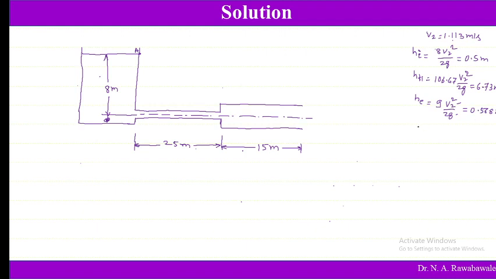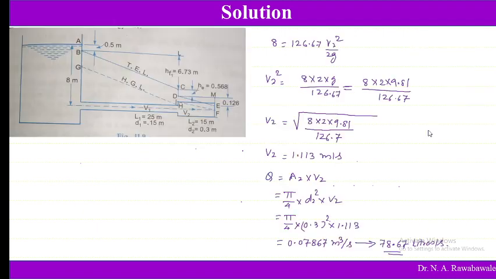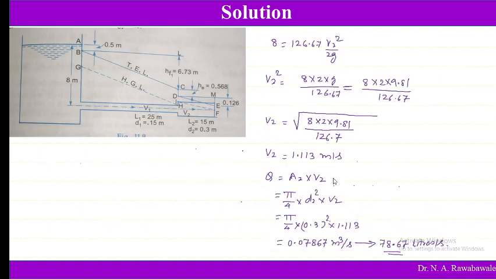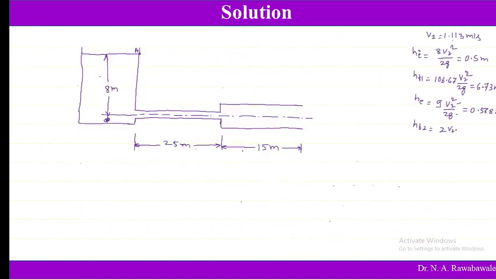And HF2, which was given by the equation 2 V2 square divided by 2G. If we substitute the V2 and G values in this, we get HF2 as 0.126 meters. So now we know HI, HF1, HE, and HF2.